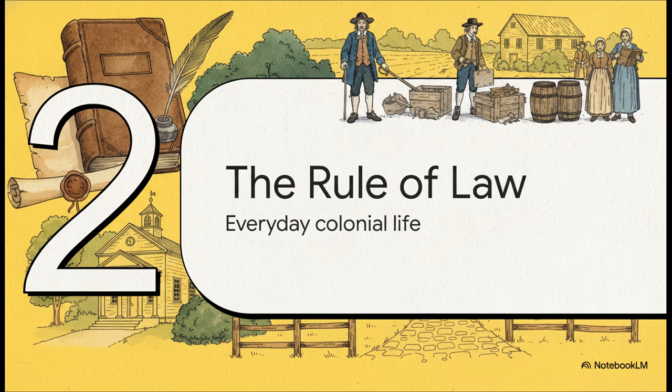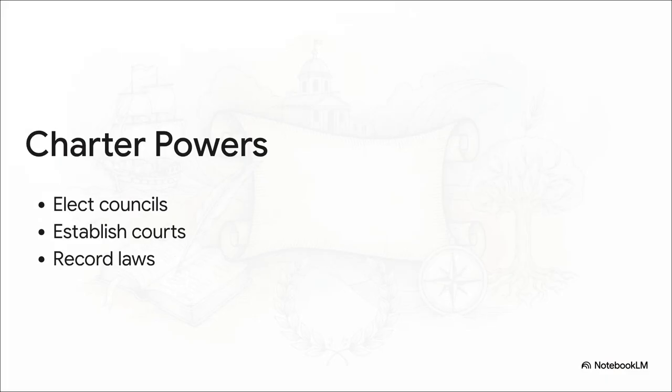Moving right along to Section 2, the rule of law. Okay, so what did this actually look like on, say, a random Tuesday in a 17th century colony? Well, charters granted real, tangible powers. They gave colonists the right to elect their own councils and establish their own courts. This meant if you had a property dispute with your neighbor, it was settled by laws you actually helped shape, not by the mood swings of a distant king.